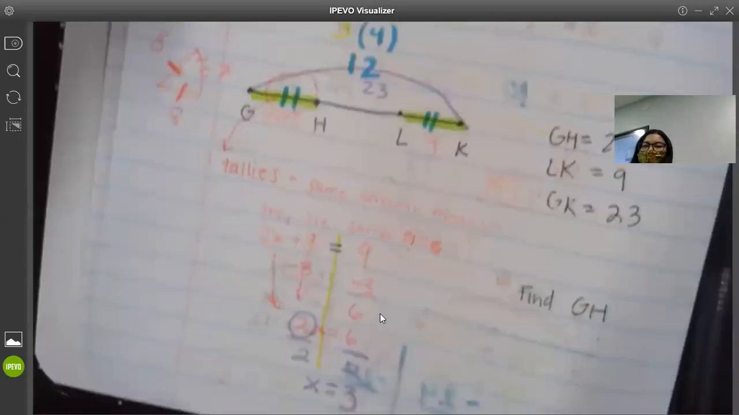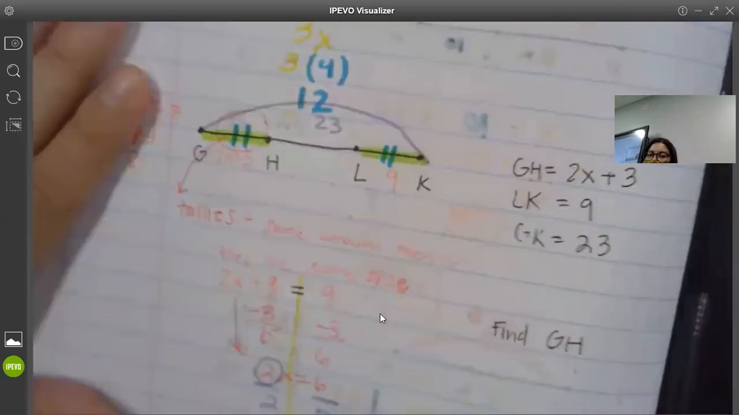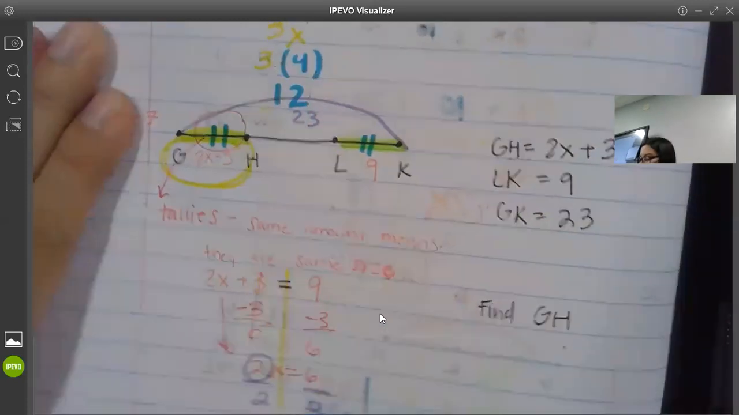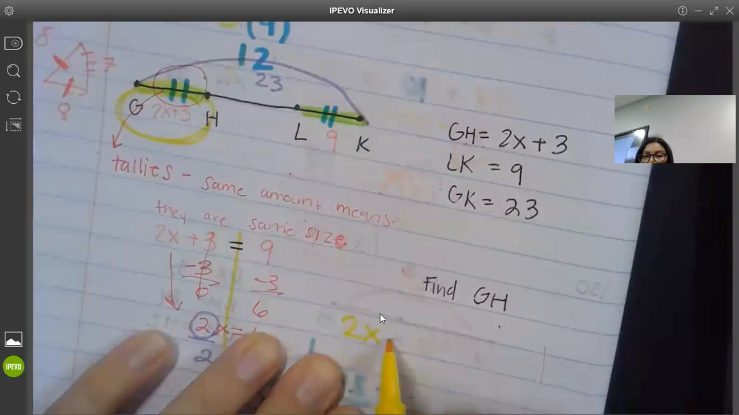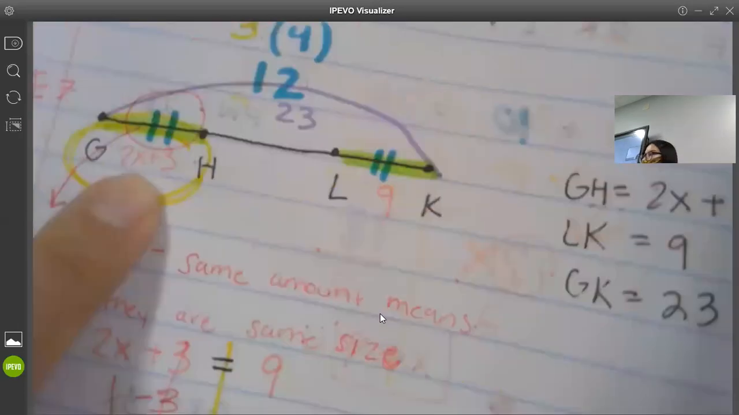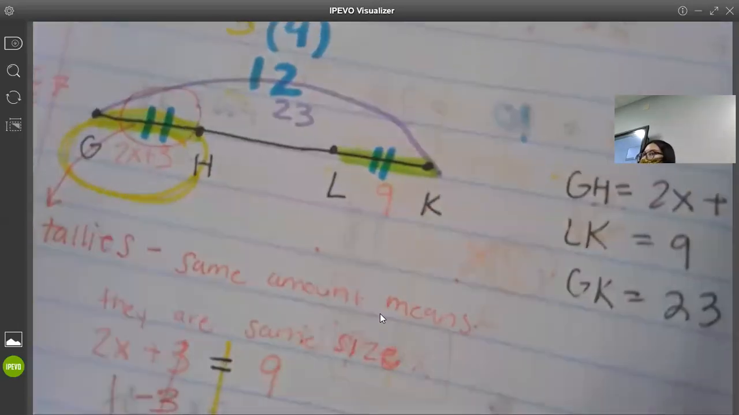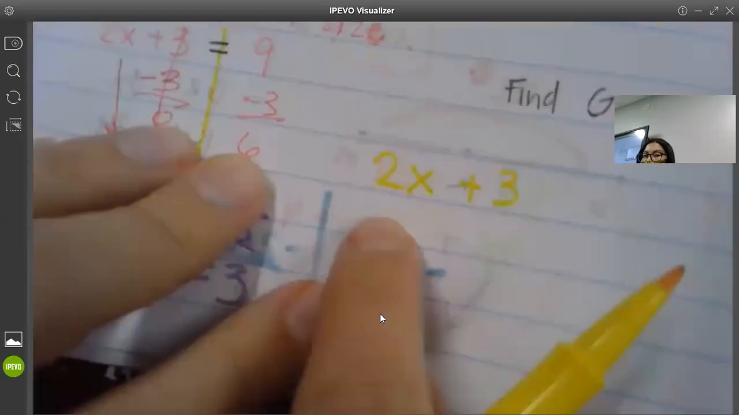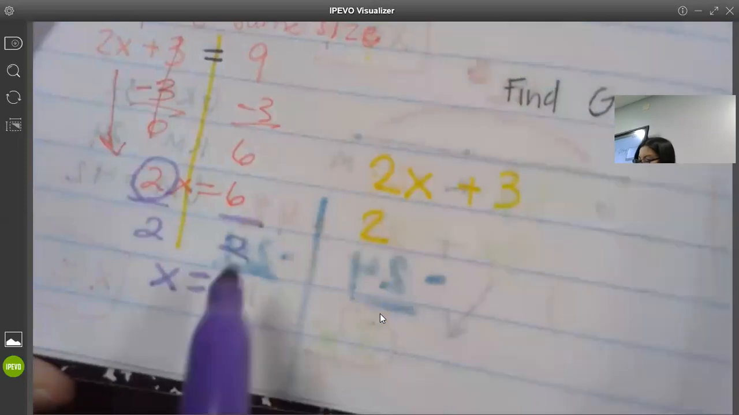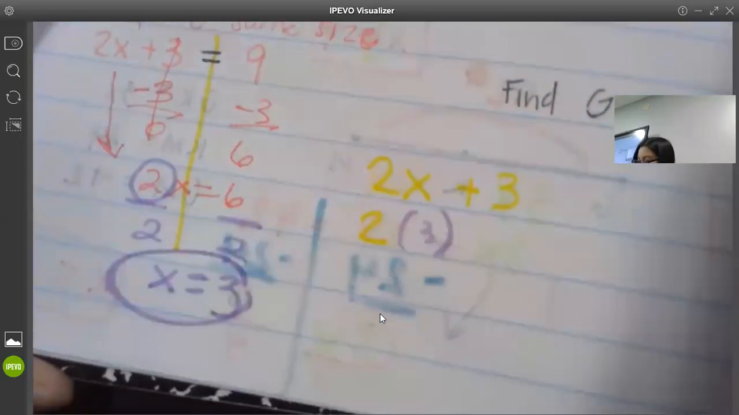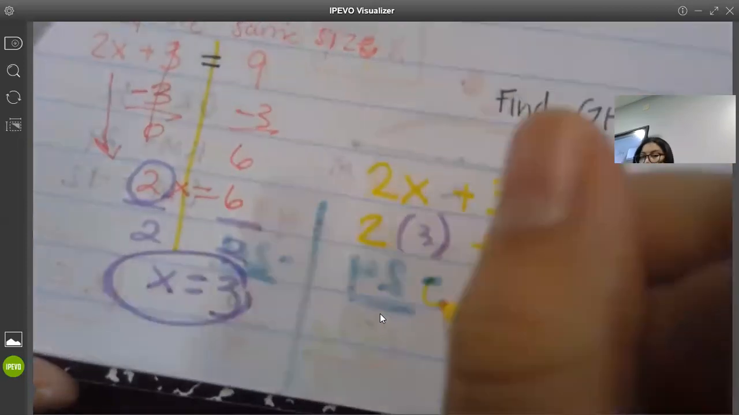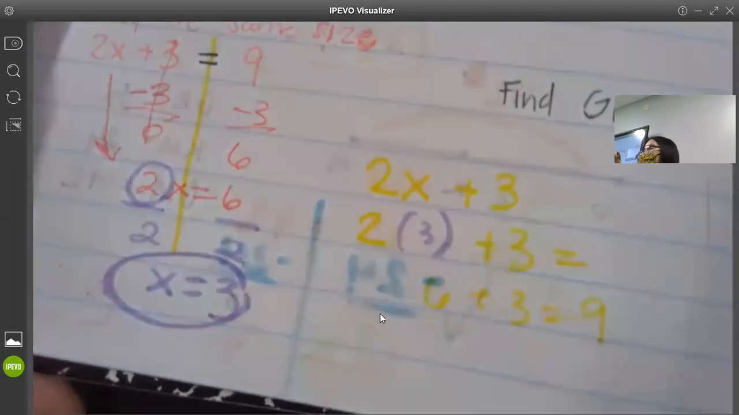Did it the easy way, which I don't know. You'll have to help me understand why. But right here, everybody did it the long way. You did 2x plus 3. You have to copy the whole thing. Do you see how this says 2x plus 3? You can't just do 2x. So 2 is 2, x is 3. 2 times 3 is 6, 6 plus 3, 9. That's one way. This is the long way.